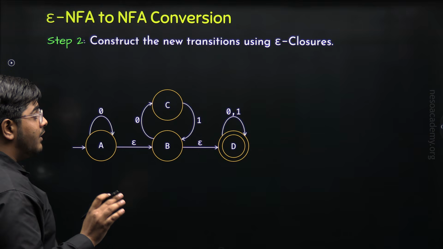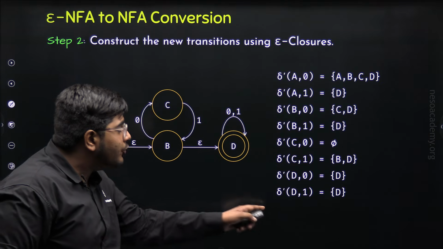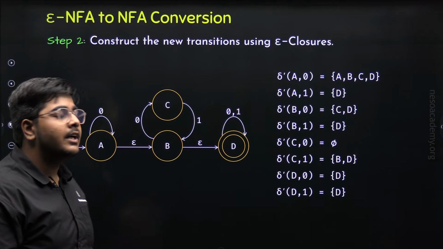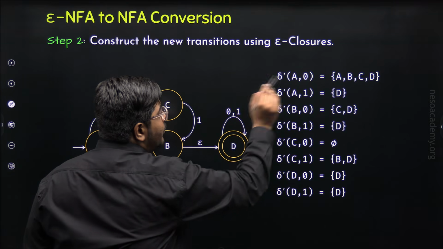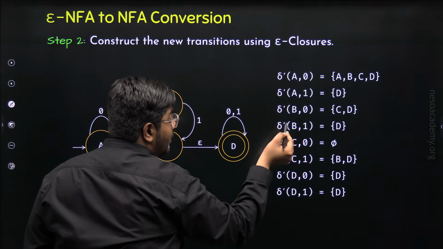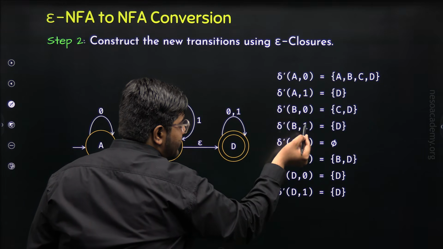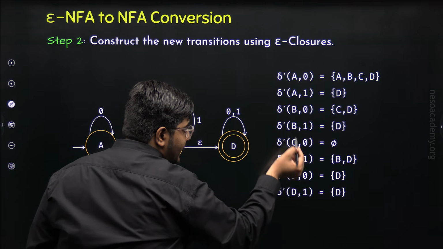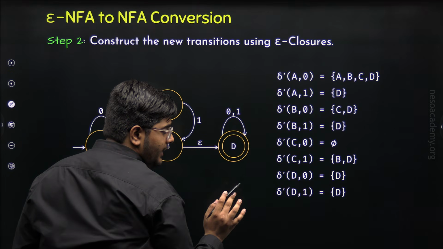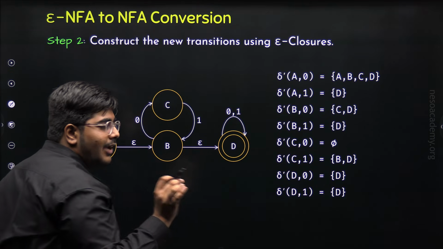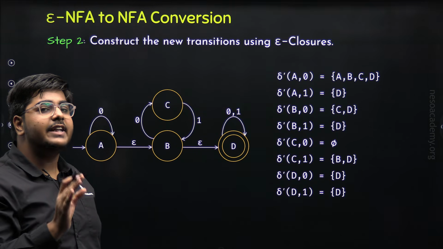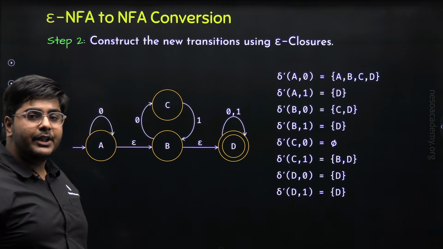In this way, we have got all the new transitions for all the states on all the input symbols. We have calculated the new transitions for the state A on input symbol 0 and 1, for the state B on input symbol 0 and 1, for the state C on input symbol 0 and 1, and similarly for the state D. These are the new transitions for our resulting NFA. And in this way, we have completed our step number 2.